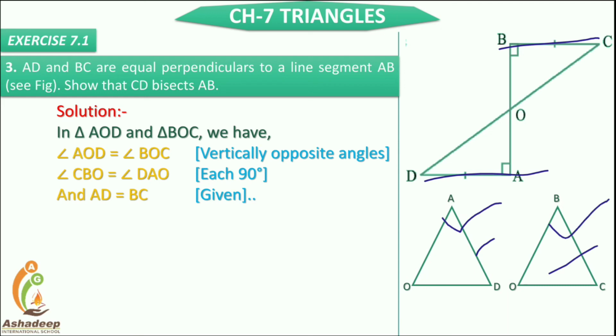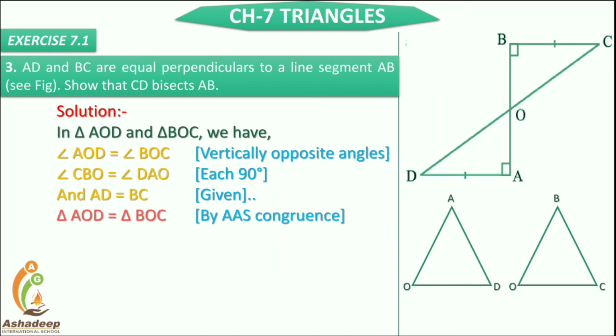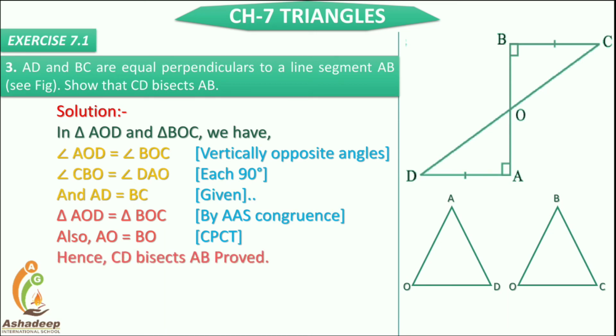ये 90 के एंगल्स हैं, ये दोनों साइड्स इक्वल दिए हैं और ये दोनों एंगल्स इक्वल वर्टिकली ऑपोजिट. तो एंगल साइड से दोनों ट्रायंगल कैसे हो गए? कॉन्ग्रुएंट. राइट, एंगल साइड से वो दोनों कैसे होंगे? कॉन्ग्रुएंट बाय AAS कॉन्ग्रुएंस रूल. सो देयरफॉर AO is equal to BO by the rule of CPCT. Hence CD bisects the AB.